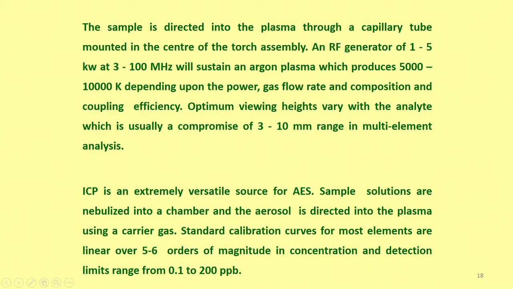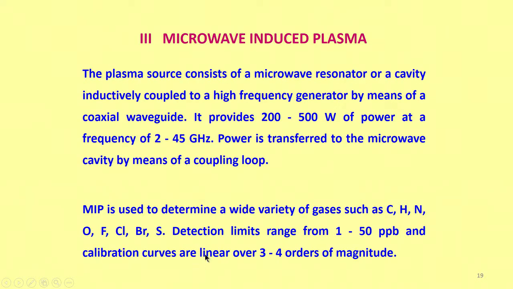That is how the demand keeps on increasing. So, the limits of detection range in ICP from 0.1 to 200 parts per billion. Okay. Now, I have discussed the inductively coupled plasma.